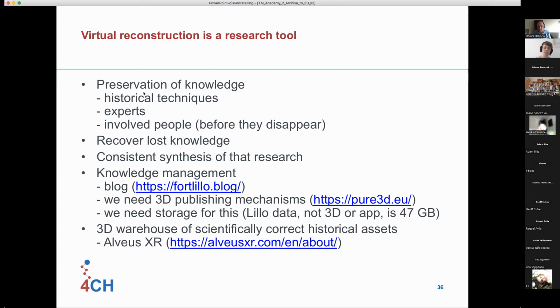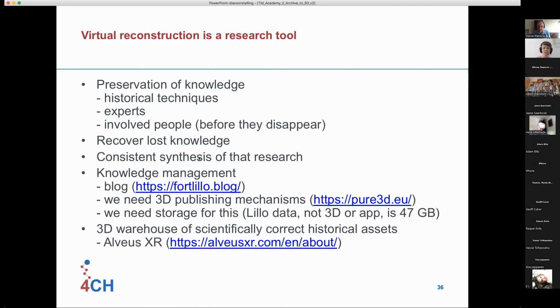virtual reconstruction. Second thing, like we have seen, is also recover lost knowledge that we don't have anymore, but by calculating, by looking at it, by trying to figure out how it worked. In fact, we can try to recover that lost knowledge. And bringing that all together, in fact, that is what virtual reconstruction is doing. It's making a consistent synthesis of the research. And of course, visualizing it, and that's the nice part. You can make nice images, you can make interactive stuff.